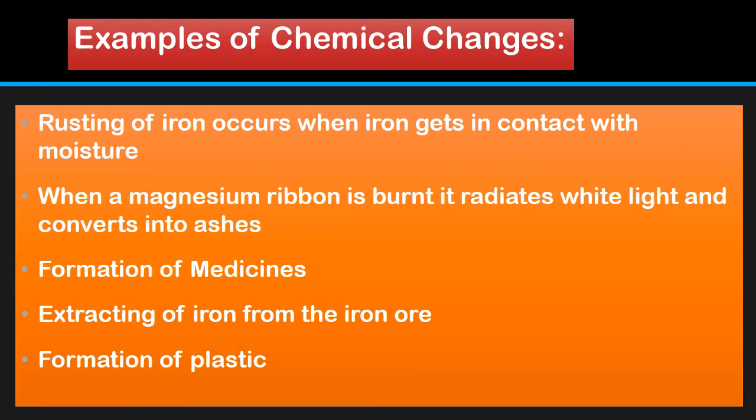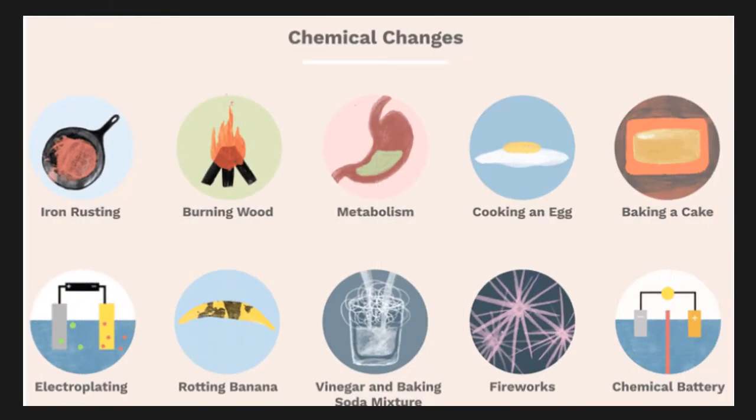What are the examples of chemical change? Rusting of iron occurs when iron gets in contact with moisture. When a magnesium ribbon is burnt, it radiates white light and converts into ashes. Formation of medicines, extracting of iron from the iron ore and the formation of plastics are some of the examples of chemical changes. Let us see some more examples.